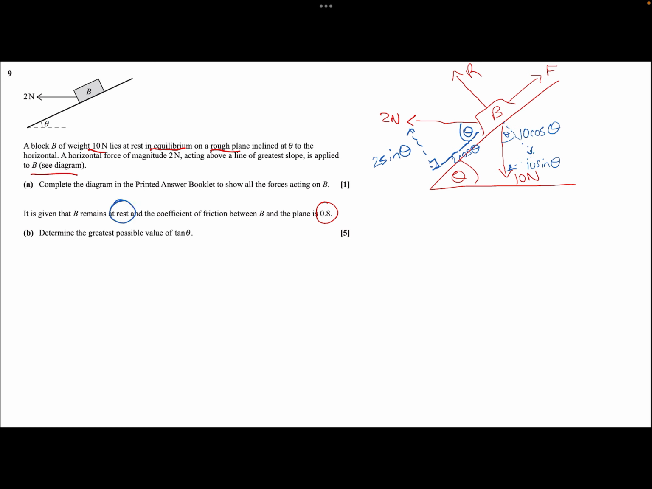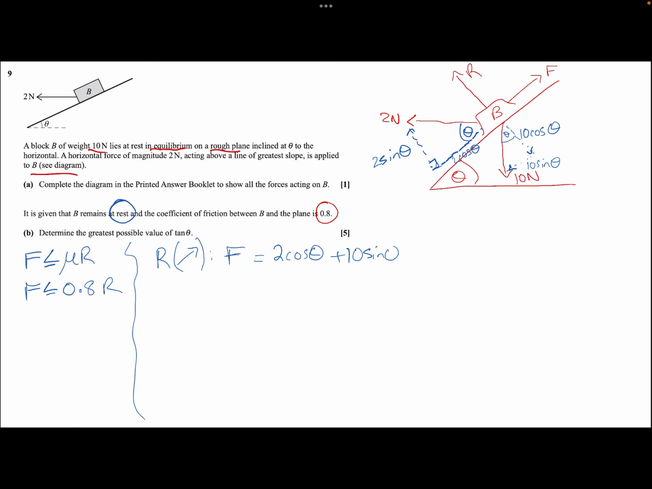Okay, what else do we know? It remains at rest, which means friction is less than or equal to mu R, and we know that mu is 0.8. Okay, so now we need to resolve in two directions. So firstly, we're going to resolve parallel to the plane, and let's see what we get. So acting upwards, we've got F. Acting downwards, we've got 2 cos theta plus 10 sine theta. That's this one and this one here.